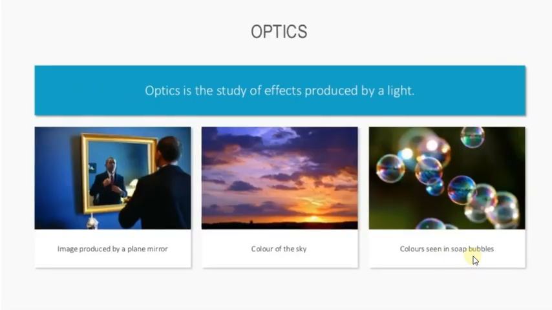Optics, that is a very important branch. Optics is a study of the effect produced by light. It is also a part of classical physics, discovered before the 19th century. The examples are the image produced by a plane mirror, and the color of the sky being blue. Why is it blue? The colors seen in a soap bubble. Why are there so many colors in the bubble? All these questions are answered by optics.